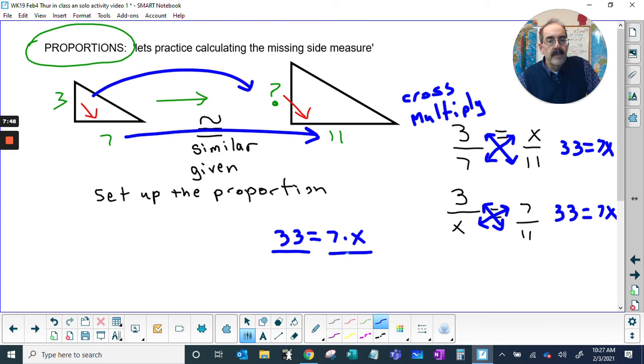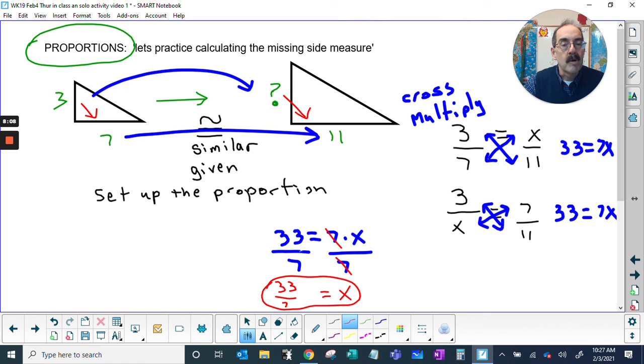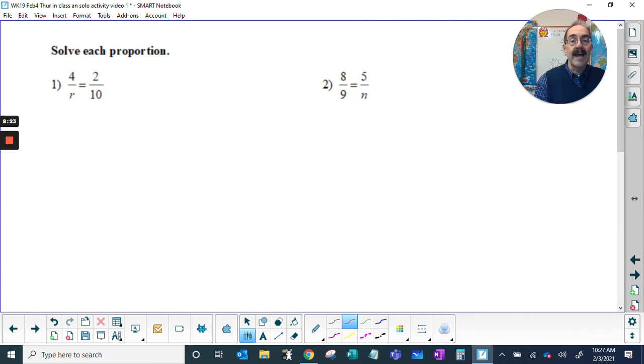Good. Divide. By dividing, 7 divided by 7 is 1, leaving us with x equals 33 over 7. If that bothers you, go ahead and use a calculator and find out the complex number. It'd be what, 4.6 maybe? Something like that. Okay, so now for our homework piece, our solo activity, I need to make sure everybody has this skill. Okay, so now pause the video, solve for R.